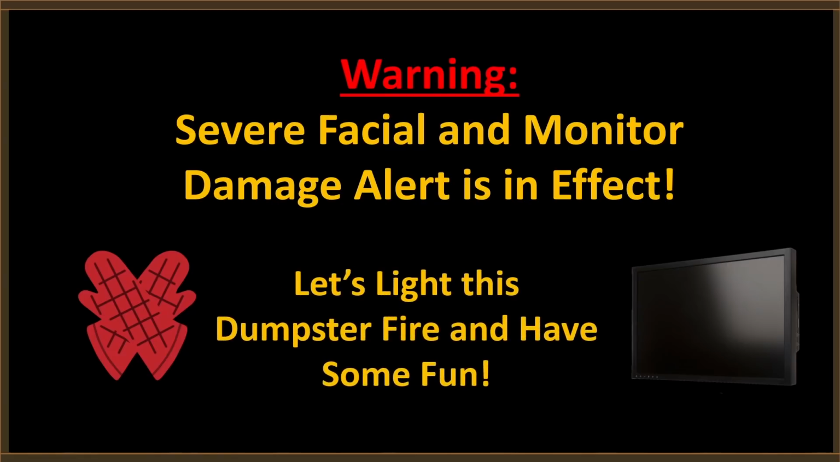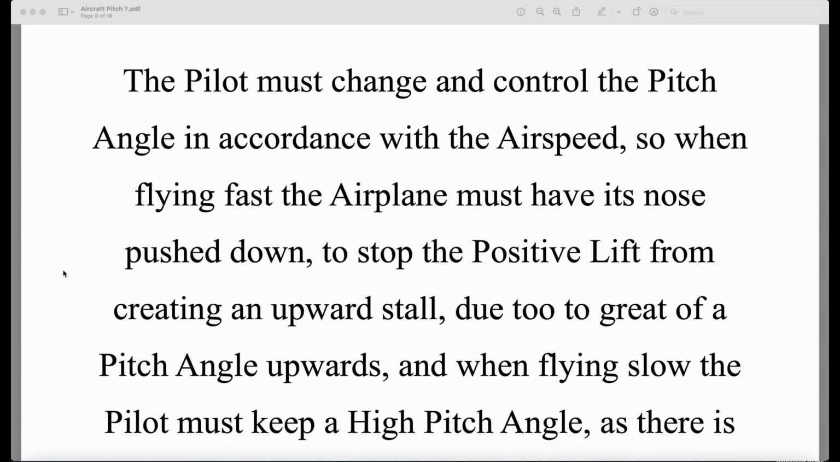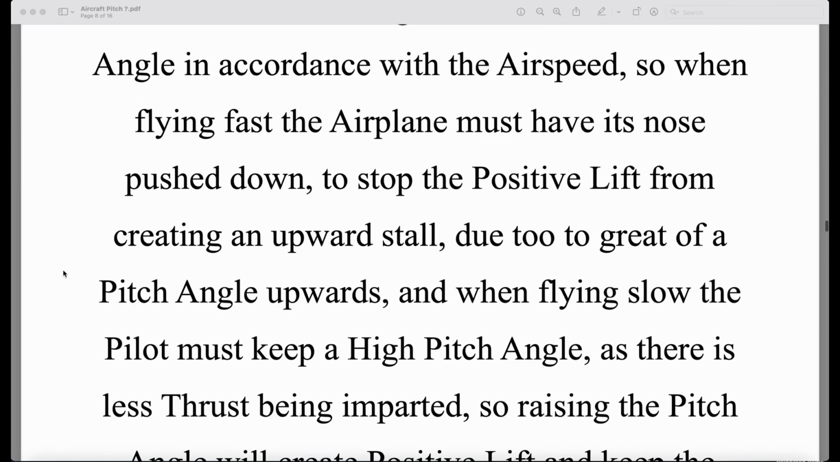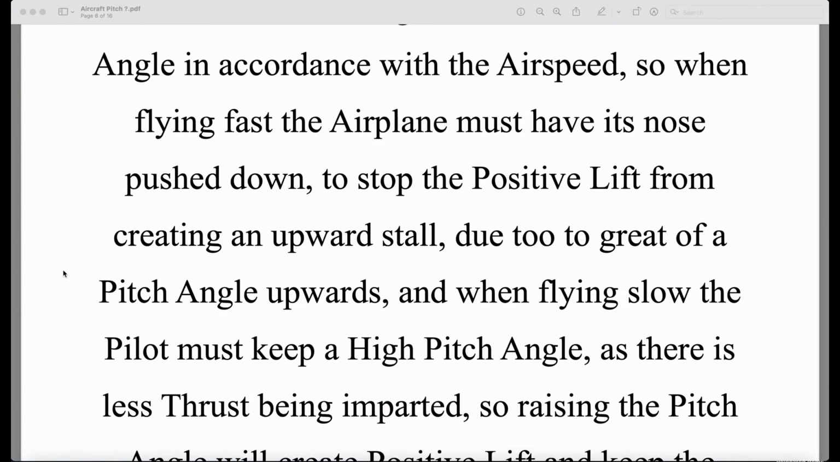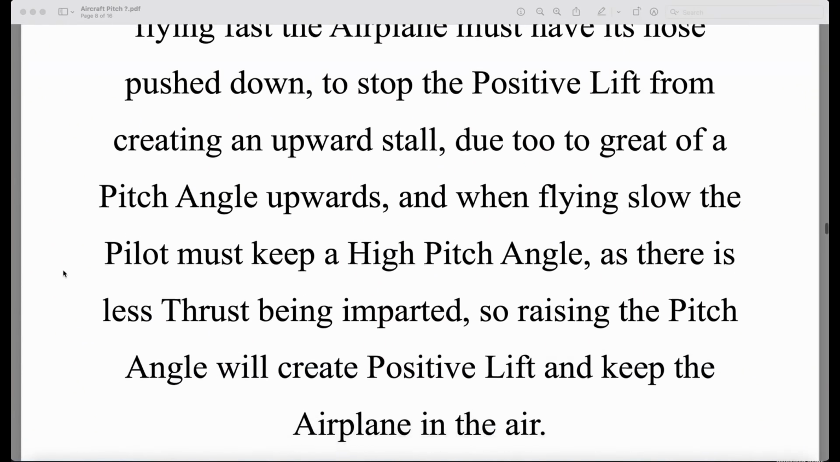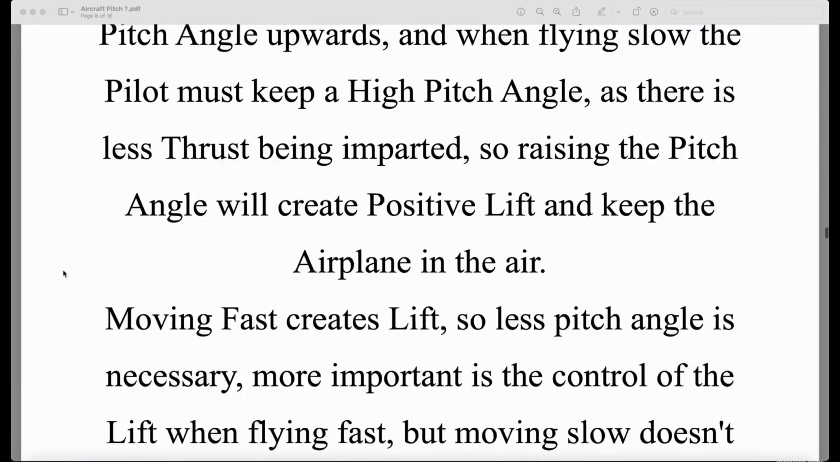Let's see where Brian left off. The pilot must change and control the pitch angle in accordance with the airspeed. So when flying fast, the airplane must have its nose pushed down to stop the positive lift from creating an upward stall due to too great of a pitch angle upwards. And when flying slow, the pilot must keep a high pitch angle as there is less thrust being imparted, so raising the pitch angle will create positive lift and keep the airplane in the air.